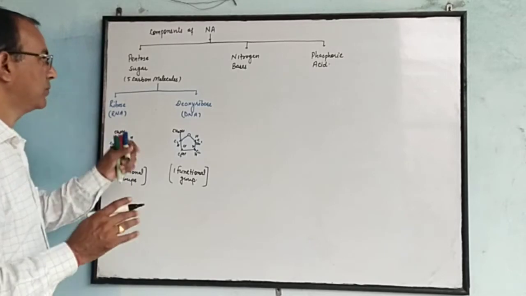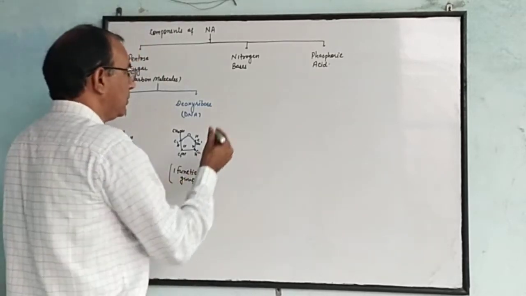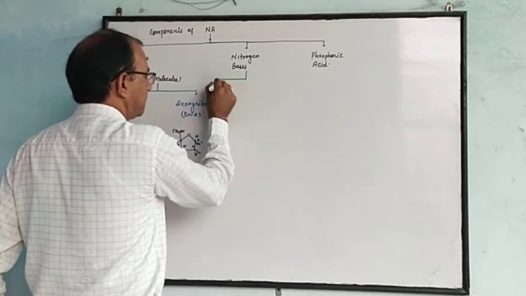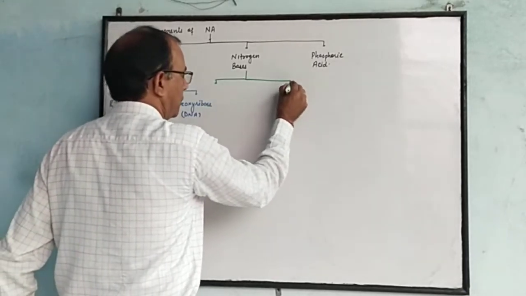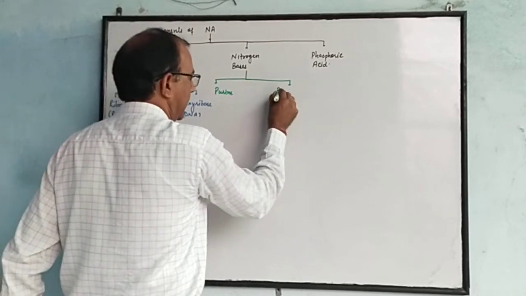We will discuss that later. And the second one is nitrogen base. Nitrogen base is basically of 2 types: purine and pyrimidine.